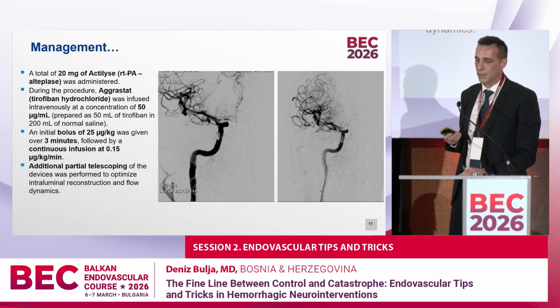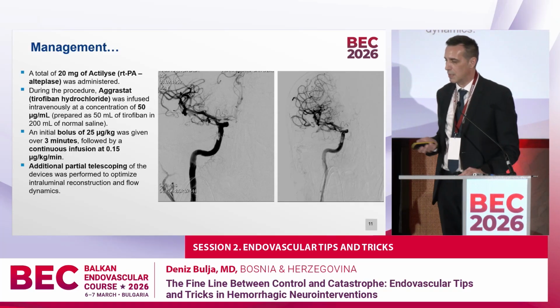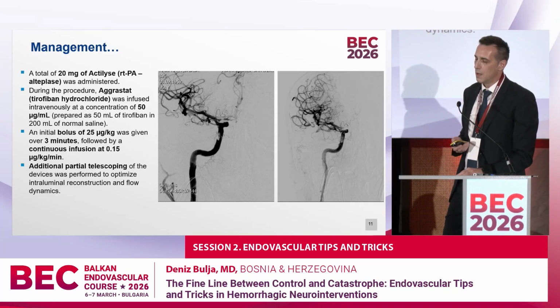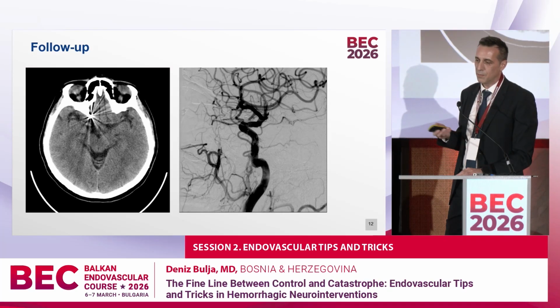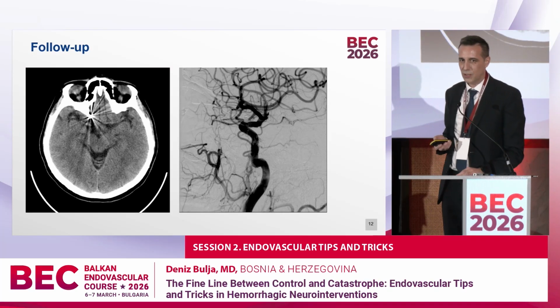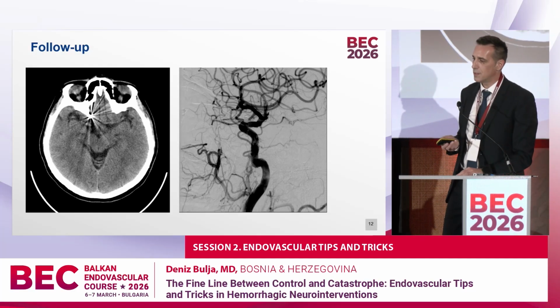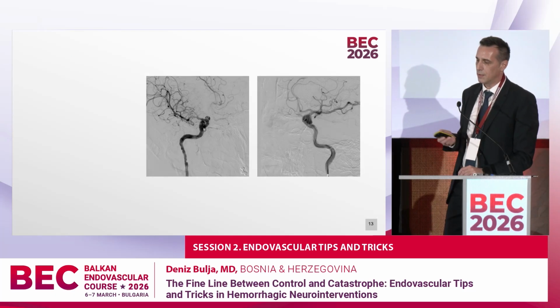So we administered first rtPA and then continued because nothing happened with tirofiban, so we exaggerated with the dose. And at the end, actually, the thrombus melted, so additional partial telescoping was performed. The patient got lucky and she was discharged without any major neurological deficit. And this was actually a 1 year follow-up, so everything looked nice at the end.